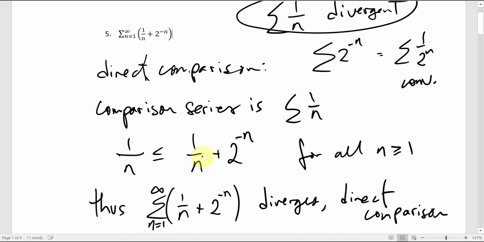Please don't make this mistake. When you do direct comparison, do not write the sigmas in here. You're not comparing the sums, you're comparing the terms. That's important. I take points off for that mistake. If you include sigma in the direct comparison, it's wrong. You're not comparing the sums. You're comparing the terms. And what you need to see is that they are, term by term, satisfying the requirement for either conclusion of convergence or divergence.